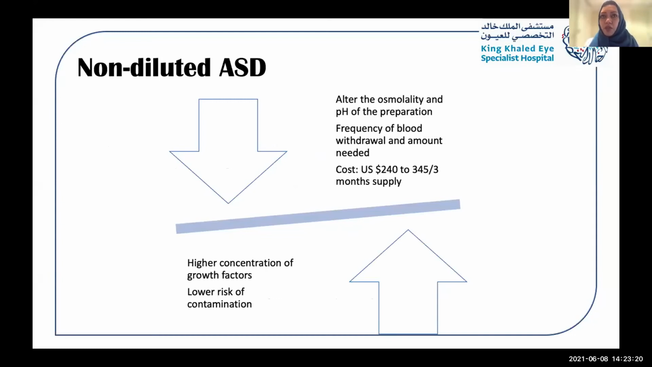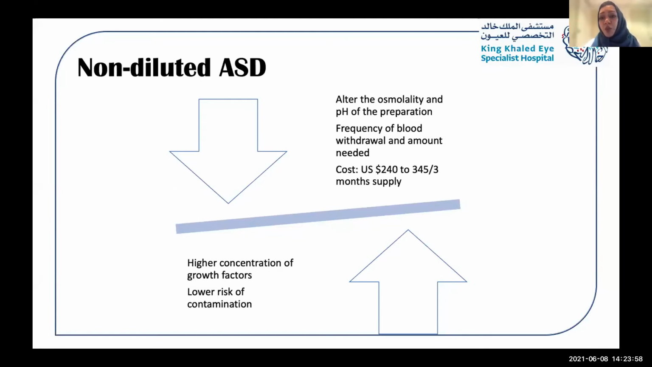What are the benefits of the 100% autologous serum drops? They have a higher concentration of growth factor. There is lower risk of contamination of the drops because you don't manipulate it. You just withdraw it, centrifuge it, and that's it. You take the supernatant. You don't have to manipulate, adding serum BSS and doing multiple dilutions. However, this altered osmolarity and pH preparation sometimes may cause discomfort when applying it to the eye.